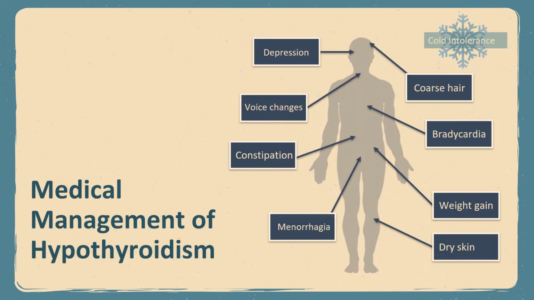All right, so that's hyperthyroidism. Let's briefly look at hypothyroidism. So again, here's those symptoms. Typically, they're the slow symptoms: cold intolerance, weight gain, constipation, depression, and low heart rate.